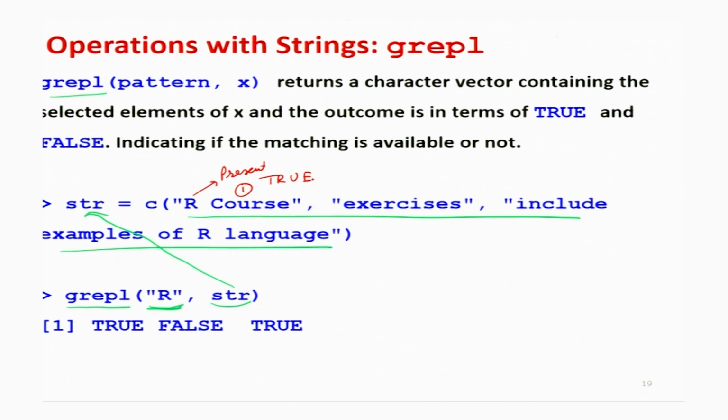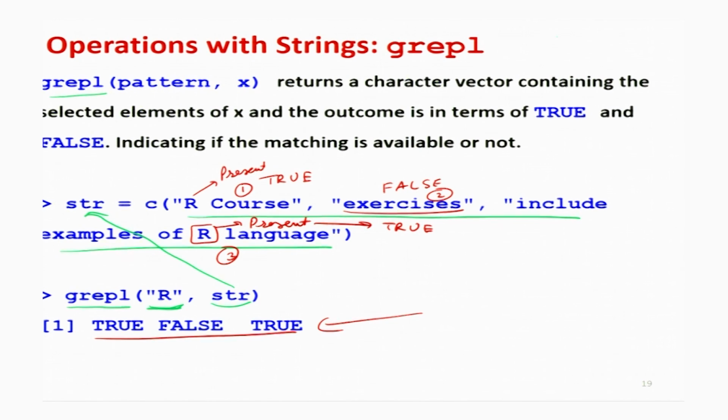Then you come to the second string. Here there is no R, meaning capital R, so this is false. Then in the third one there is an R, so this R is present, so it will say true, and this is the outcome. You can see true, false and true, right? So after looking at this statement true, false, true, you have to identify where the R is occurring. Wherever you have an answer true, the R is occurring there.